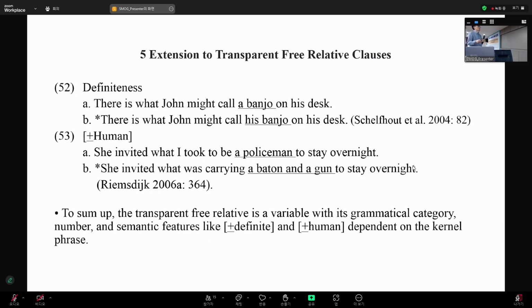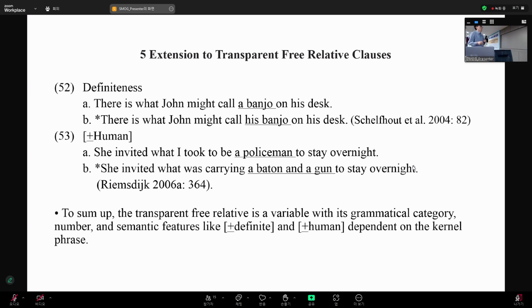52a, there is what you might call a banjo on the desk. In here, a banjo is indefinite, which means that the what clause is also indefinite. That's why 52a is well formed. And 52b, that's what you might call the banjo on the desk. In here, the banjo is definite. So the what clause is also definite. 52b is not good because of the definiteness condition.